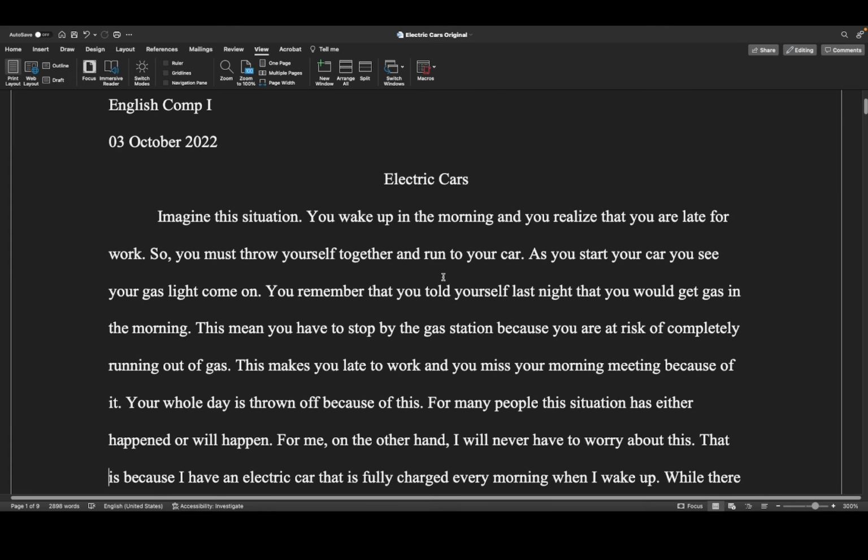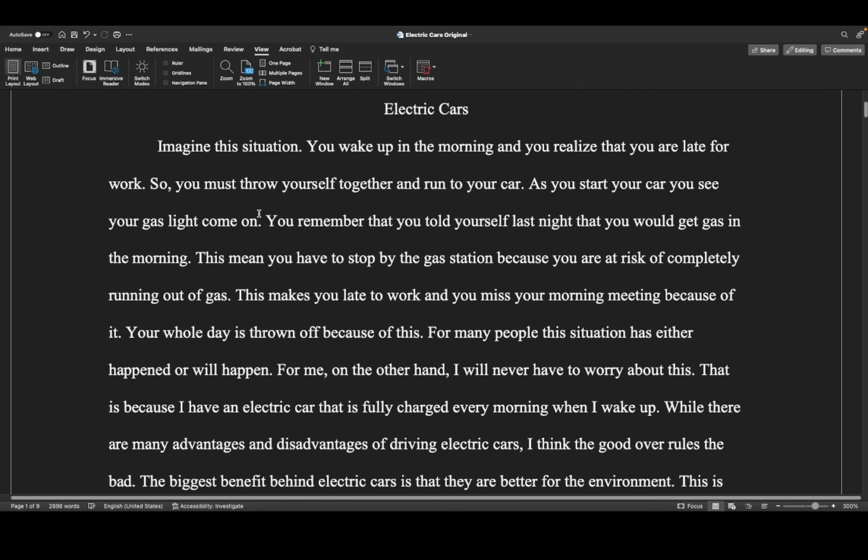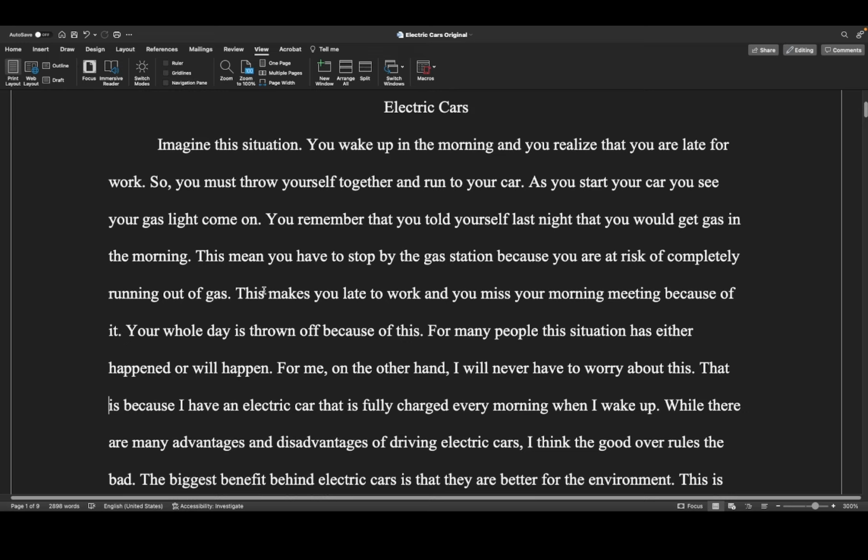Okay, so first we need to break this into two pieces, and we've really got two things going on here. One is kind of information about electric cars and them being better for the environment, and the other is this opening salvo of what it's like, this situation to try and go off to work with the electric car.